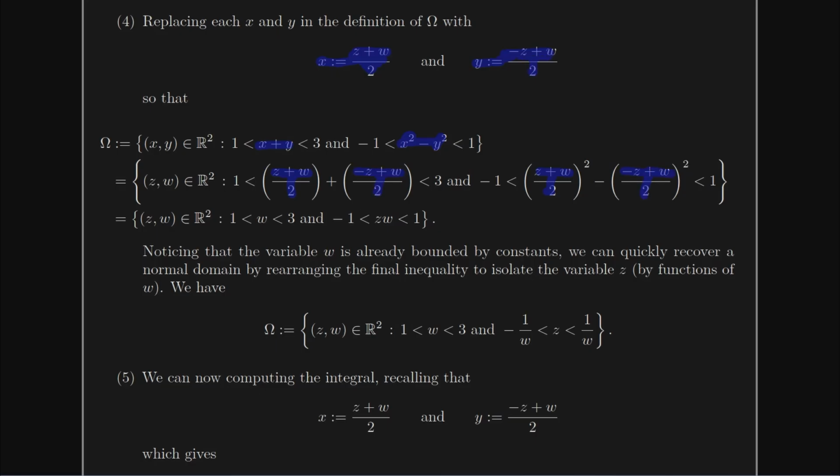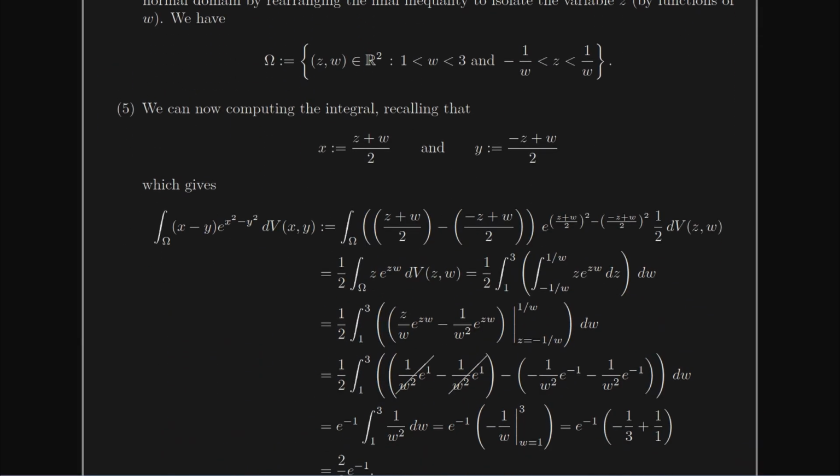Then when I simplify those, the left-hand inequality just becomes 1 is less than w is less than 3. So there you go, that's already kind of in a normal domain. My second piece, negative 1 is less than zw is less than 1. It's not quite a normal domain, but notice that because w is already bounded by constants, I'm just going to divide both sides by w and get negative 1 over w and positive 1 over w as the bounds on z. Okay, so now that we've established our normal domain, we can actually go ahead and compute the integral.